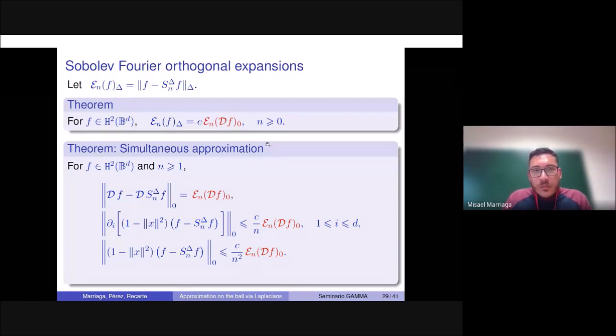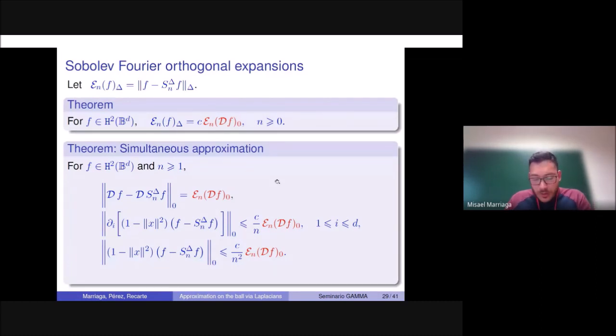All right. So the big theorem of our work is this one, which is some kind of simultaneous approximation given by the Sobolev partial sum for these three errors that I have over here. These three errors involve differential operators of degree 0, degree 1, and degree 2, and they can be bounded by a classical error.